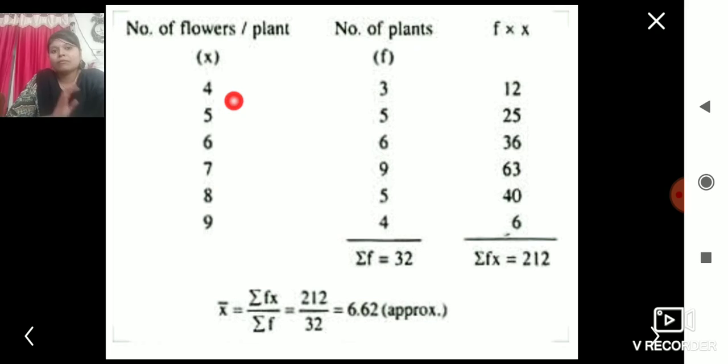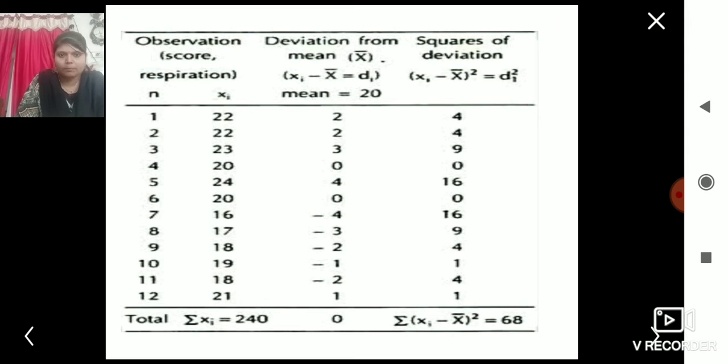Okay, say like 4 flowers in each of 3 plants, meaning you'll have to multiply that, correct? So one plant has 4 flowers and the number of such plants is 3, correct? So that means it is 12. That is why it is f into x there. Okay, so this is how you calculate the mean. Approximately you get 6.62 as the approximate value of the mean.